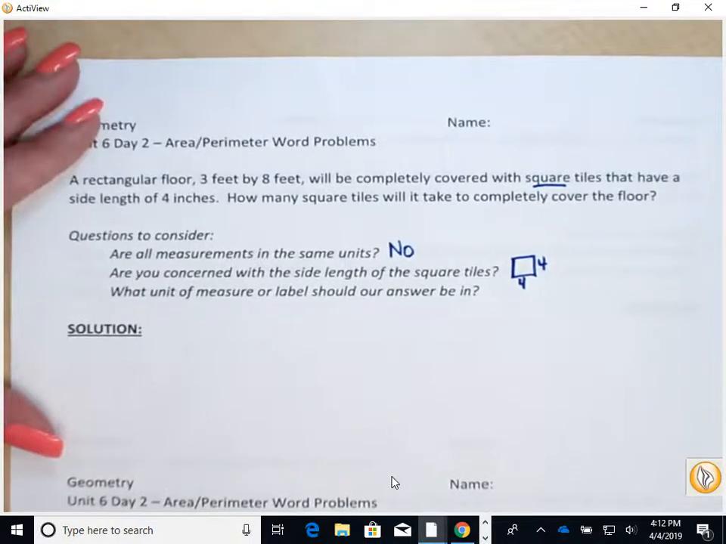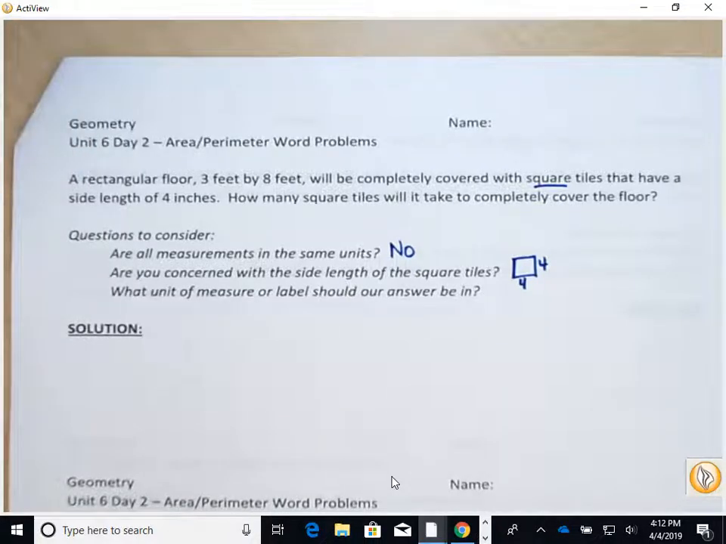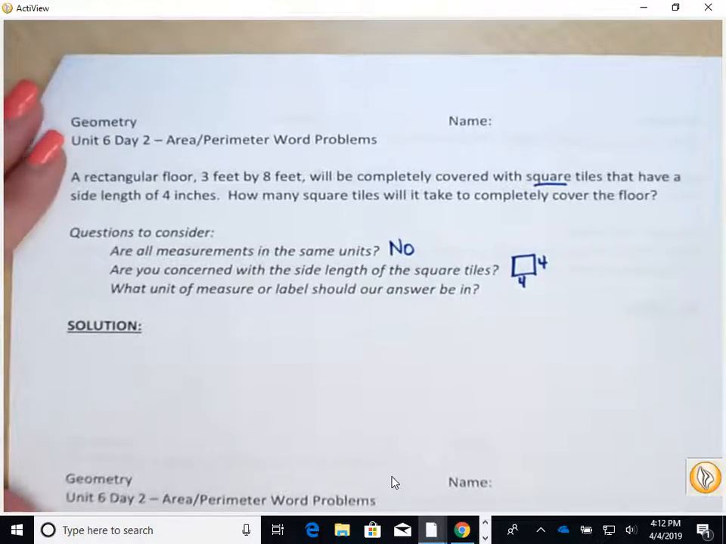And then what unit of measure or label should your answer be in? They're asking how many square tiles it will take to completely cover the floor. So since they're asking for a number of tiles, we're not going to have any units attached to that. It'll just be how many tiles we're getting. So instead of putting units attached to it, like, oh, this many feet, this many inches, our answer will actually be this many tiles. Okay? All right, let's start to figure this out.